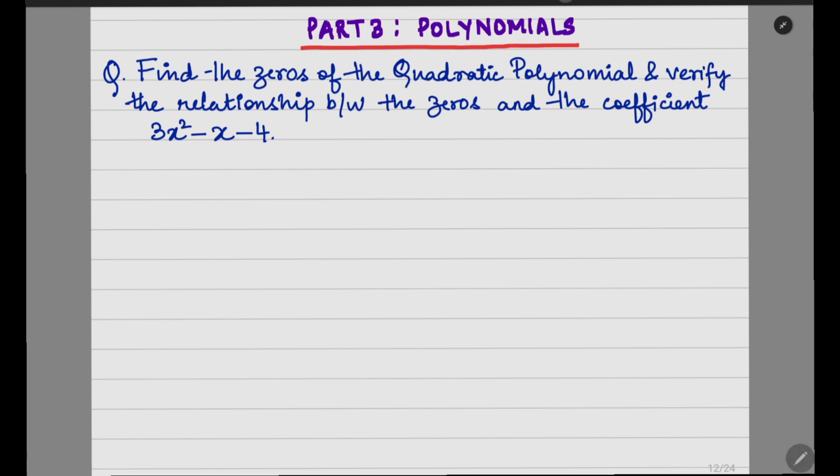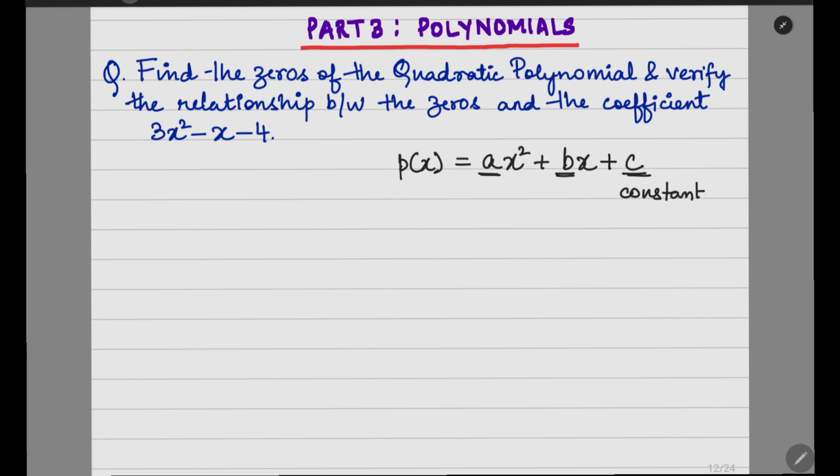Okay, let us look at this question. Find the zeros or the roots of the quadratic polynomial and verify the relationship between zeros and the coefficients of the given polynomial. Let me tell you, suppose you have a quadratic polynomial ax square plus bx plus c. This is your given quadratic polynomial. What is a? A is the coefficient of x square, b is the coefficient of x, and c is a constant term.